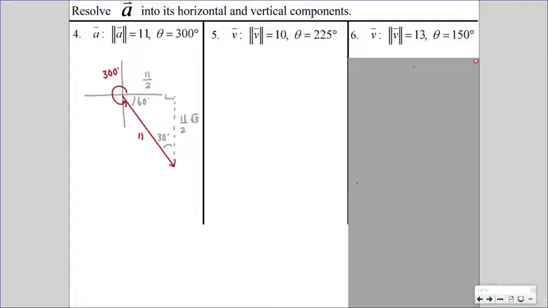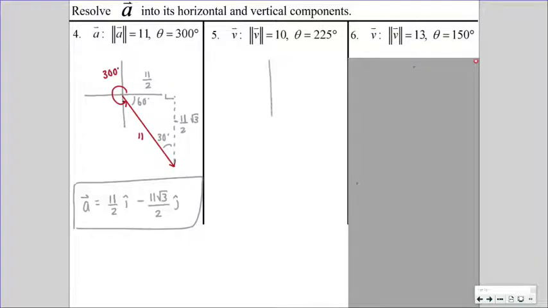Now, we're down in the fourth quadrant, so that y value there needs to be negative. But there are the vertical and horizontal components for this vector A. Horizontally, we go right 11 over 2. So 11 over 2 i hat, that's the horizontal component. And then the vertical component, minus 11 root 3 over 2 j hat. That's it. Right 11 over 2 and down 11 root 3 over 2. All right, let's try one more.